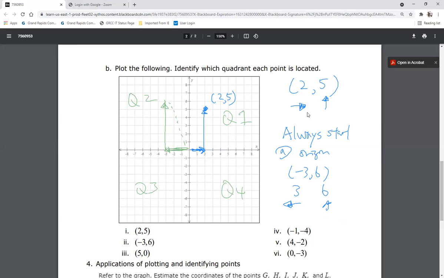Now, there are a couple of points I want to point out. (5, 0) would be right here: 5 to the right, 0 up. And you have (0, -3), which is 3 down, essentially. Notice that (5, 0) and (0, -3) sit on the x and y axis. That means those 2 points are not in a quadrant. So the x and y intercepts are not in quadrants.